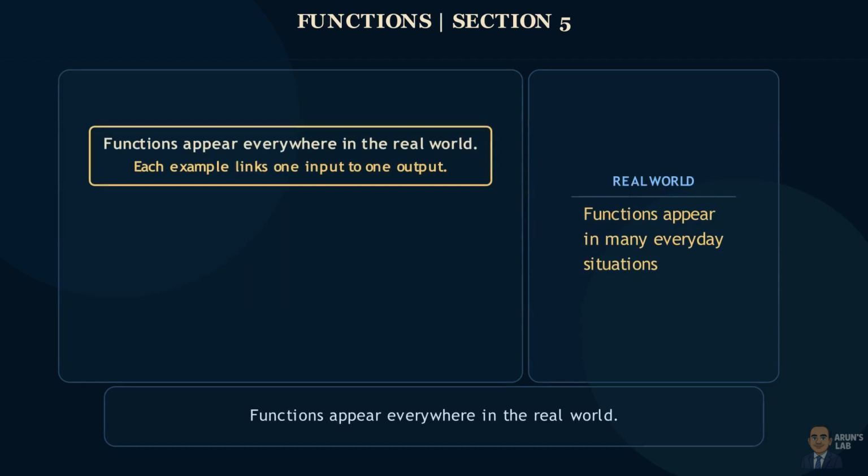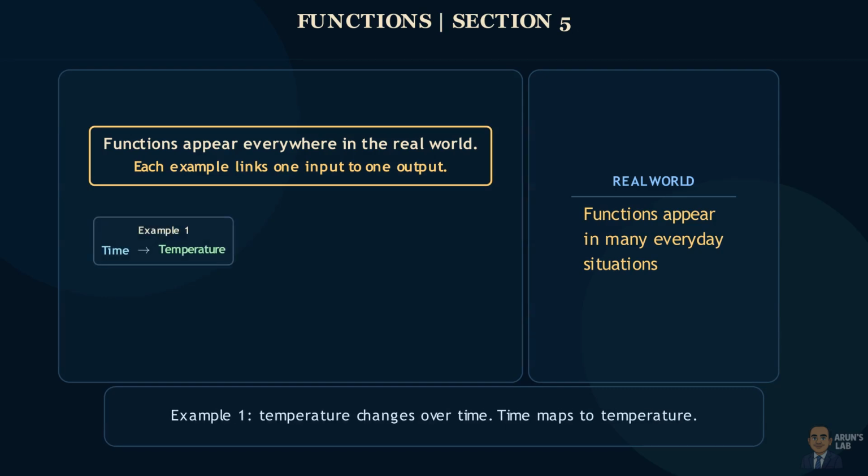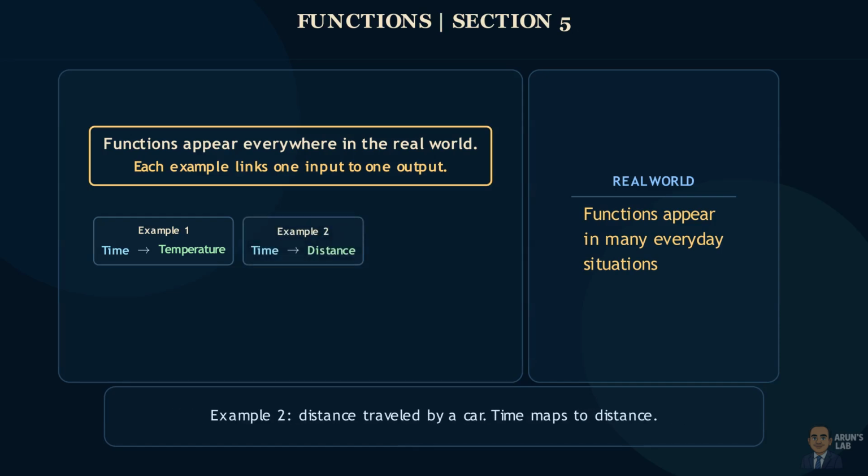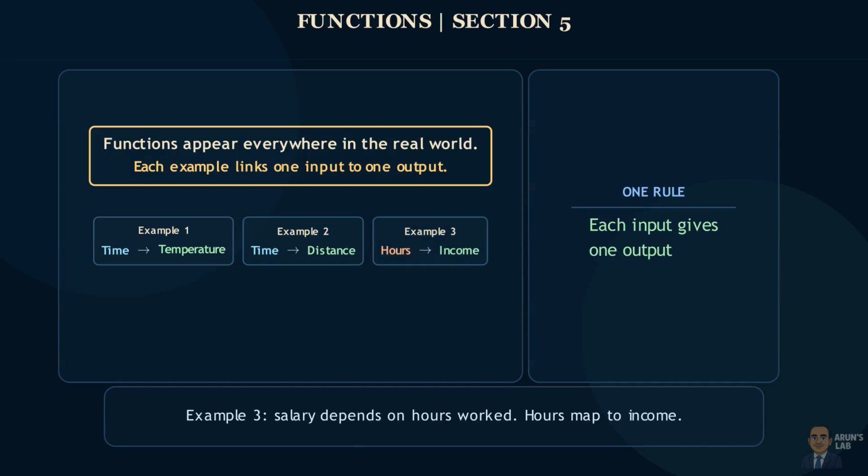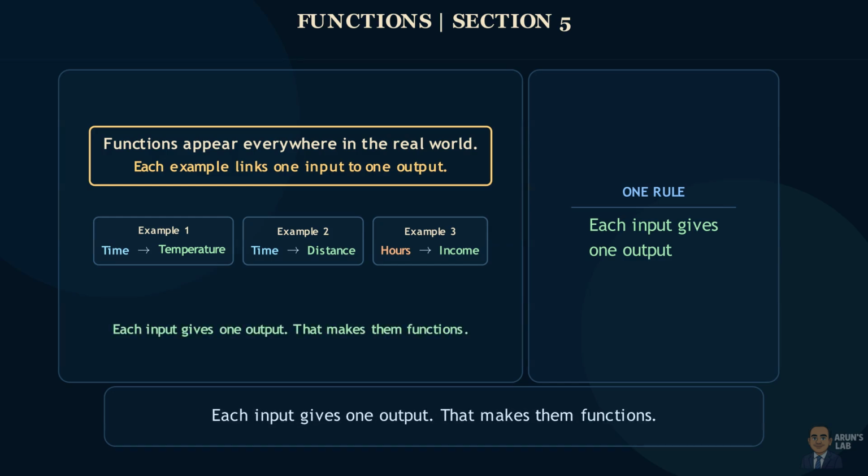Functions appear everywhere in the world. See some examples. Temperature changing over time. So time is the input and temperature will be the output of the function. Another one, distance traveled by a car. So time is the input and distance traveled by the car will be the output. Another one, salary depending on hours worked. So hours worked will be the input and the income, the wages, will be the output. Each input gives only one output.